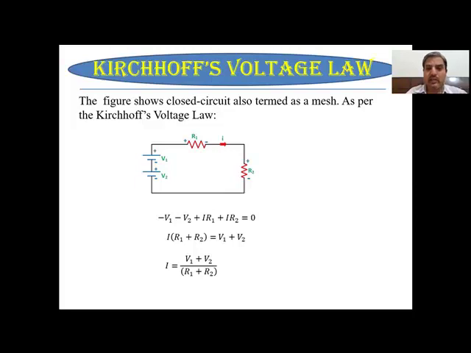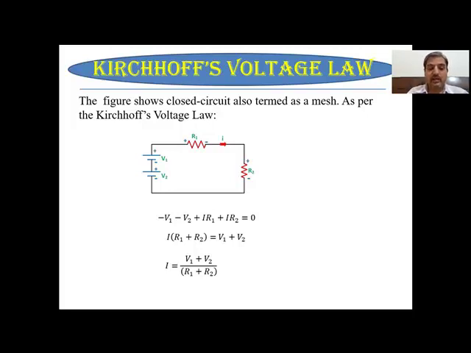If we write down the KVL equation here, we can write it as minus V1 minus V2 plus IR1 plus IR2 is equal to 0. Or in another way, in the second equation, we write the sum of all the batteries with algebraic sign, V1 plus V2, equal to all the voltage drops. You can see in the second equation, V1 plus V2 is equal to I into R1 plus R2. From here we can find the value of I, given by V1 plus V2 divided by R1 plus R2.